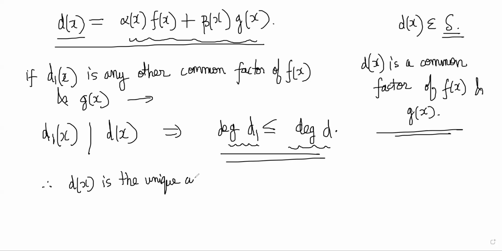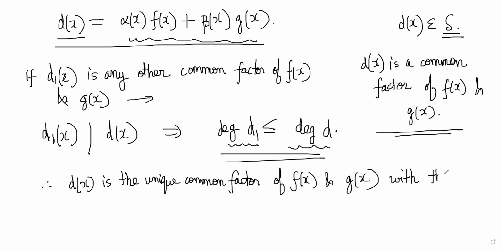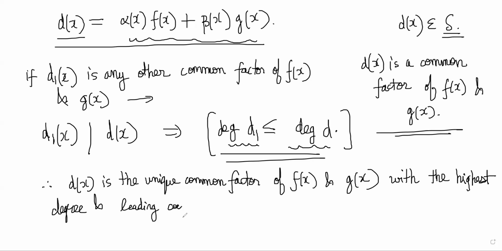Which implies, therefore, that d of x is the unique common factor of f of x and g of x with the highest possible degree. Among all the common factors, d of x should have the highest degree, because just now we are seeing that the degree of d1 should be less than or equal to the degree of d, right? And leading coefficient 1. So therefore, we can now say that d of x is basically the GCD of f of x and g of x. GCD is greatest common divisor, so we are proving here that this d of x is basically the GCD of f of x and g of x, right?